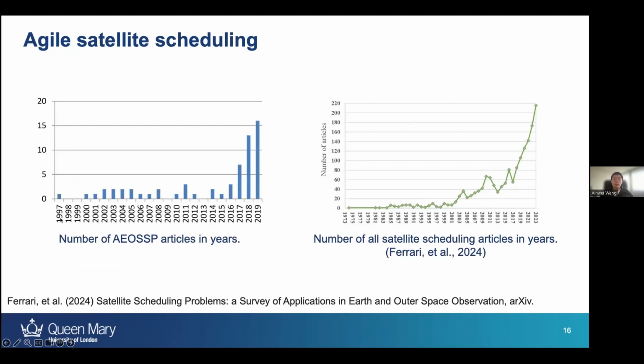Well, to the best of our knowledge, the first paper to address the AEOSSP was published in 1997, and almost half of the reviewed articles were published in 2018 and 2019 when we conducted the literature review in 2019. We can also observe a similar trend from a recent review paper, which covers all kinds of satellite scheduling problems. Indeed, as we can see, the number of papers has significantly increased in recent years, and much more attention has been attracted to the satellite scheduling problem.